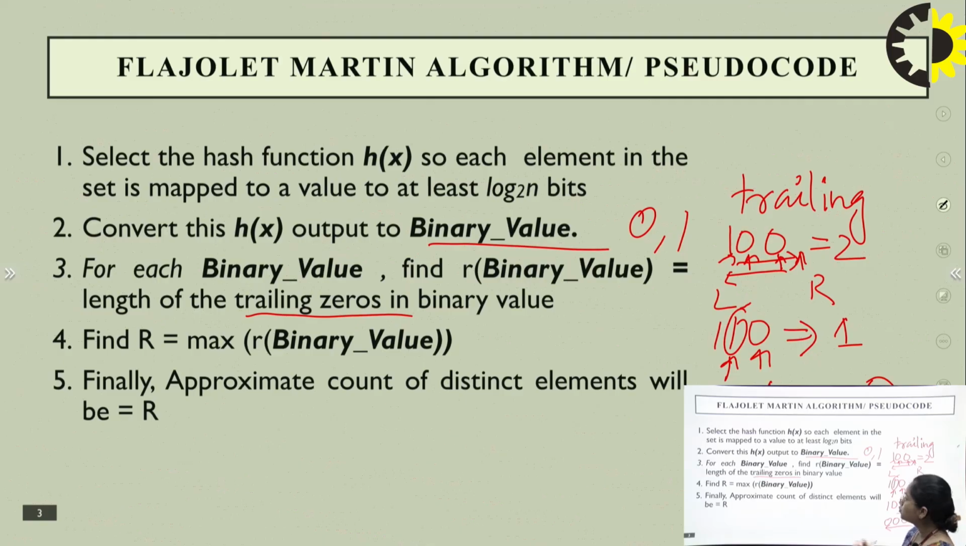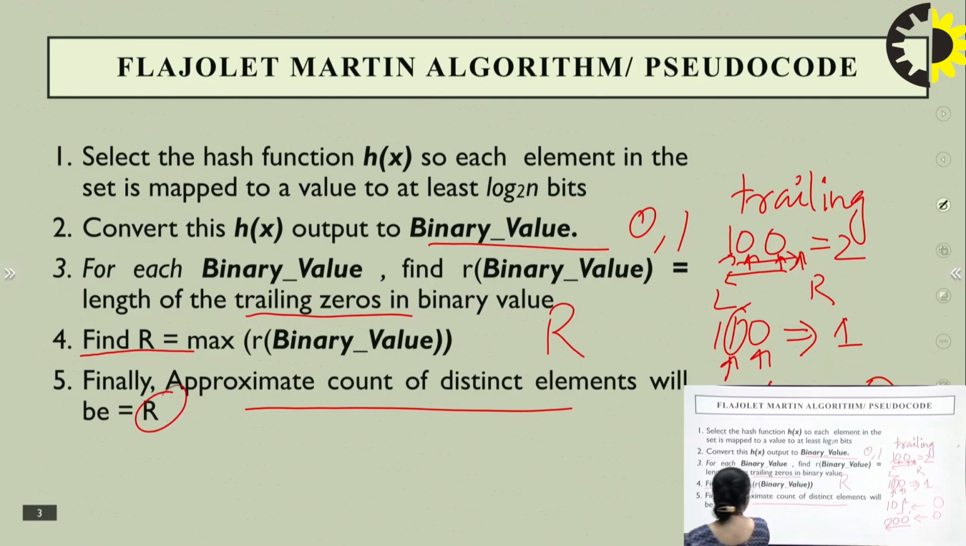In the last step, what will we find out? We will find R, and the capital R will be the biggest, or maximum, value among the numbers of trailing 0s we have counted. So we take the maximum value from there, and in the last we calculate the estimate, which will be 2 to the power R. We will apply these steps to understand what it is about.